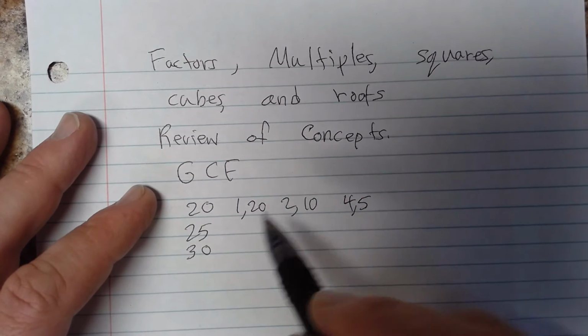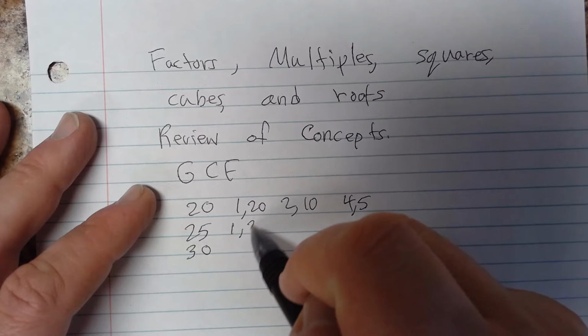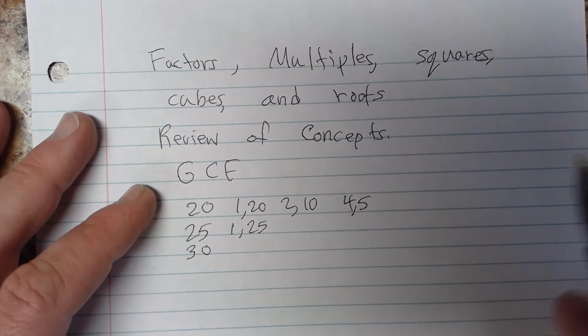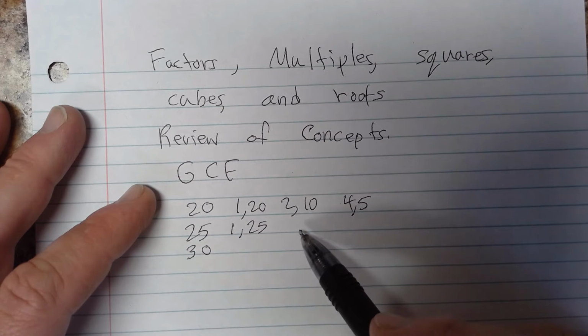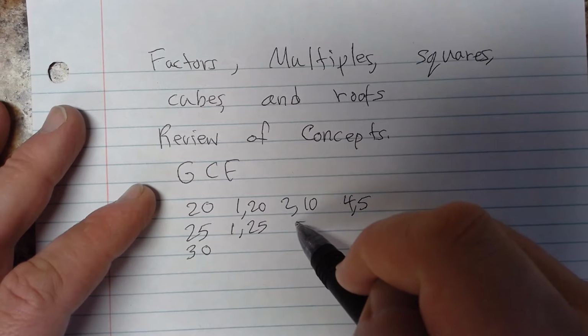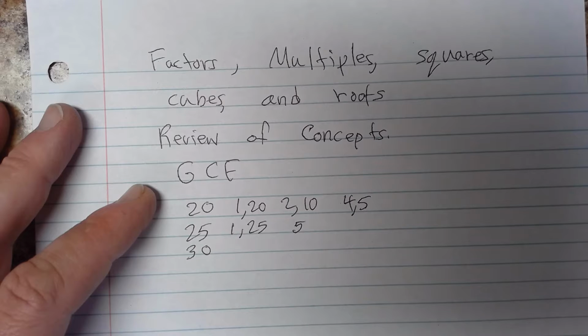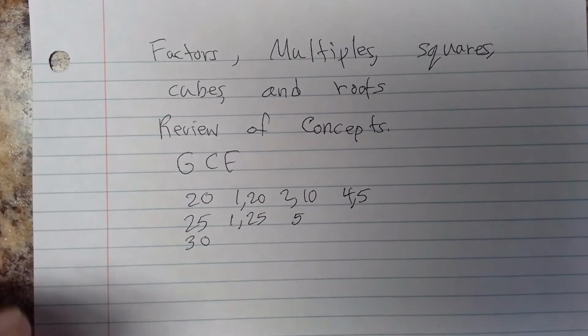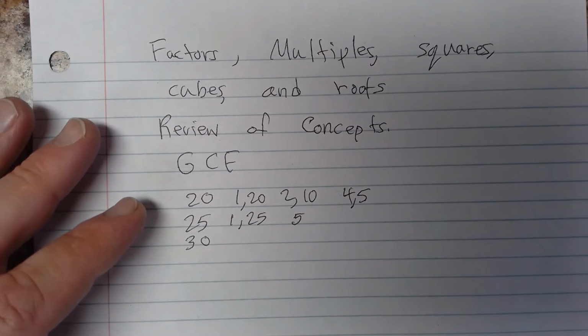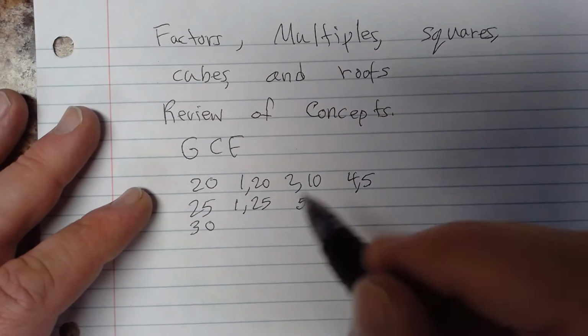Okay, so for 25, we have 1 and 25, 1 times 25. 2, there's nothing. 3, there's nothing. 4, there's nothing. And then we have 5 times 5. So 1, 25, and 5. 6, nothing. 7, nothing. 8, 9, 10. We've gone up fairly high and not found anything. We know we're finished.